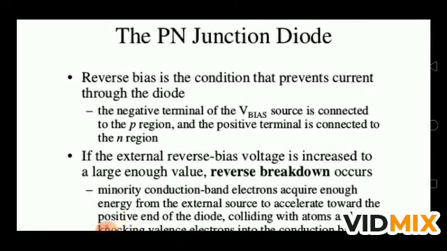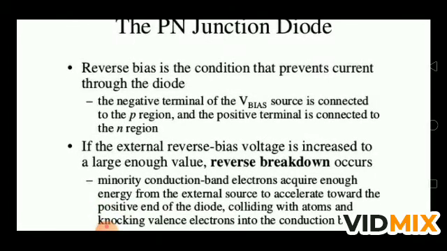The reverse bias is a condition that prevents the current through the diode. Reverse bias वो कंडीशन है जिसमें कि हम करंट को डायोड के थ्रू गुजरने नहीं देते हैं या उसको रोक दिया जाता है. इस केस में क्या करते हैं, what we do in this condition, the negative terminal of the source battery is connected to the P type. मीन्स हमारा जो सोर्स वोल्टेज है, उस वोल्टेज का नेगेटिव टर्मिनल हम कनेक्ट करते हैं पी रीजन से और पॉजिटिव टर्मिनल को कनेक्ट करते हैं एन रीजन से. This is the way we make reverse biasing in the diode.